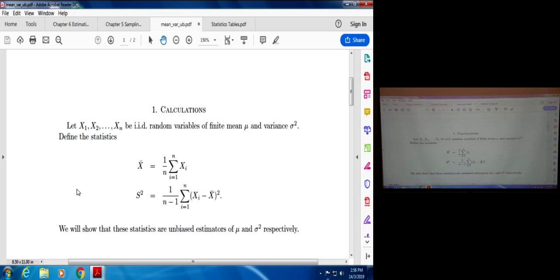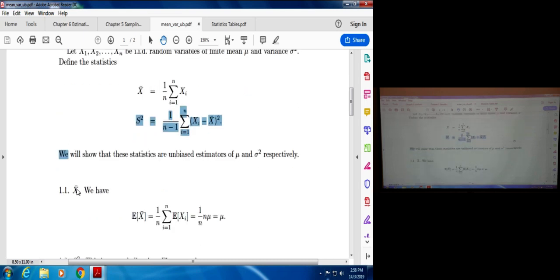We define these two statistics, which are the mean of the sample and the variance of the sample with normalization n minus 1. We're going to show that the expectation of X bar is equal to mu and the expectation of S squared is equal to sigma squared, i.e. that these are two unbiased estimators of the quantities which one seeks to estimate. And we're only assuming that these random variables are just scalars.